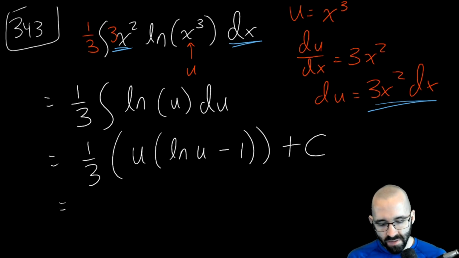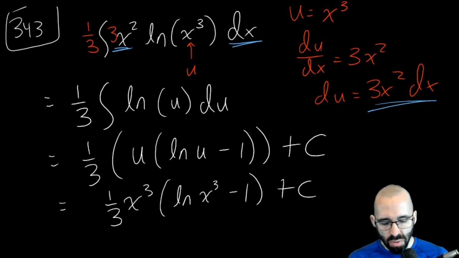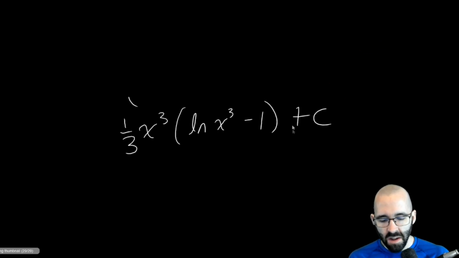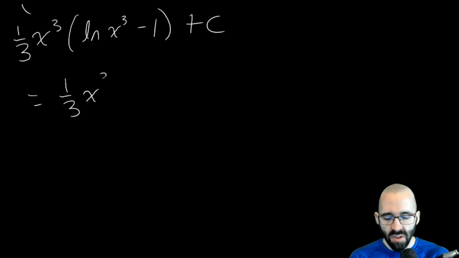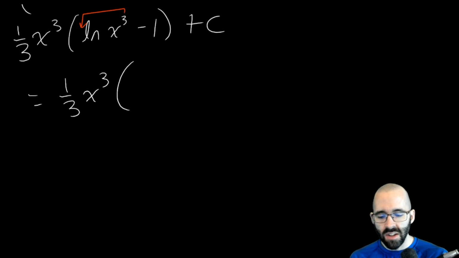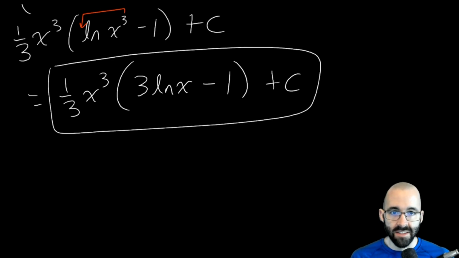Now we get, this is just 1/3 times u, which is x cubed, times the natural log of u, which is x cubed, minus 1 plus c. And I would probably take this answer, but I'd be a little grumpy about it. Maybe give you a sad face because we can go a little further. Remember your properties of logarithms. This 3 can actually come out in front. This is 3 ln x minus 1 like so. And that makes things a lot nicer.